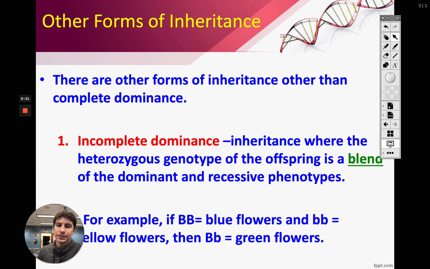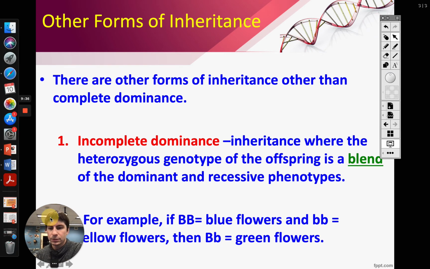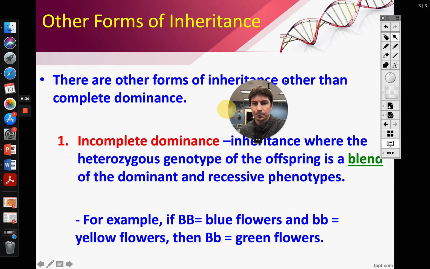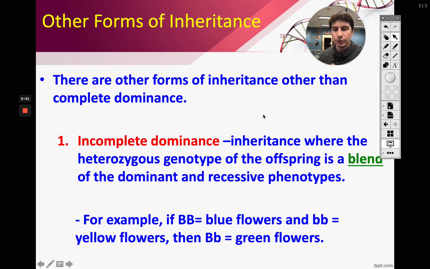So here's an example of this. Let's say that in flowers, a certain flower, whatever it might be, blue flowers are dominant to yellow. Homozygous dominant is still going to be blue, just like complete dominance. Nothing changes there. Little b is still going to be yellow. Again, nothing changes there. However, big B, little b, our heterozygous genotype, is no longer blue.